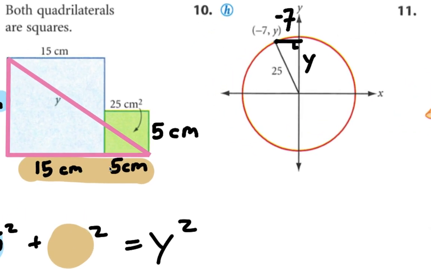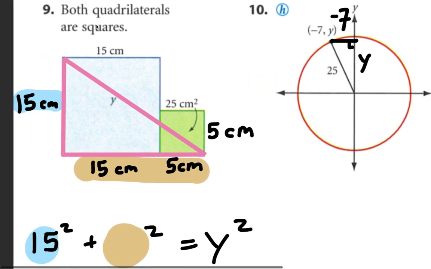Number 9. Both quadrilaterals are squares. If it's a square, then you can find, like, this is 15 centimeters, and this is 15, and this is 15, and I didn't write it in, but this is also 15 right here. And so if it's a square, then this area is 25 centimeters, then this has got to be 5 centimeters, 5 centimeters. And we want to find out what y is.